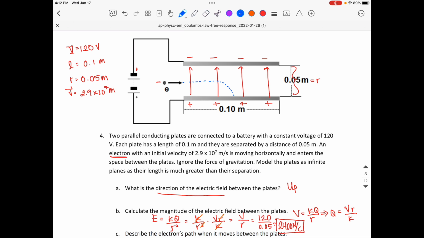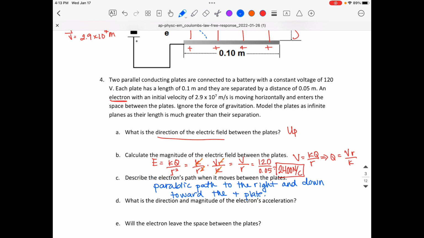So this one is going to create a parabolic path. It's actually going to be parabolic as soon as it enters. So let me accurately depict this. It's going to enter and immediately start falling as it experiences that electric force downward.